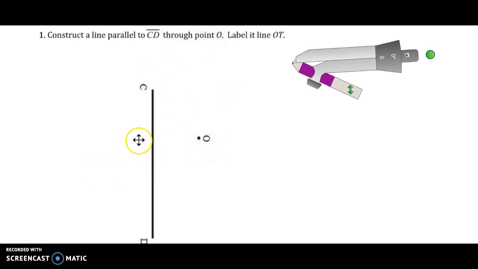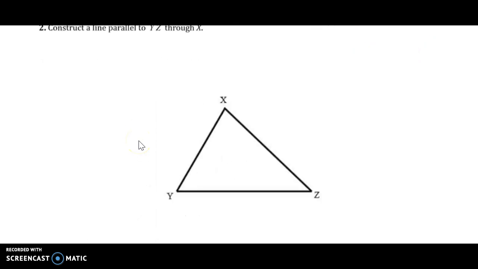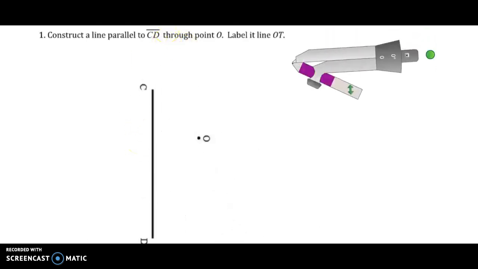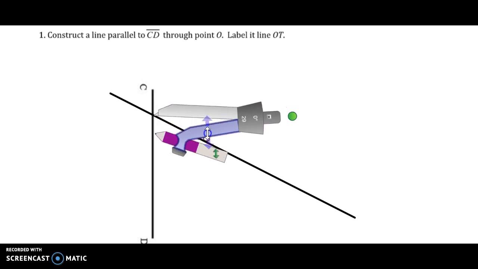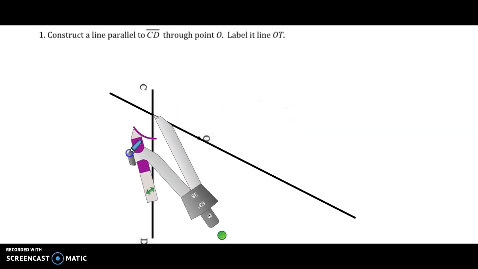So I will use method 1 for the first one, and I will show method 2 for the second one. Again, you can use whatever method you would like. So for the first method, we're going to copy an angle. So our first step is to make a line or a transversal. Our next step is to copy the angle formed by that line we just made, NCD.